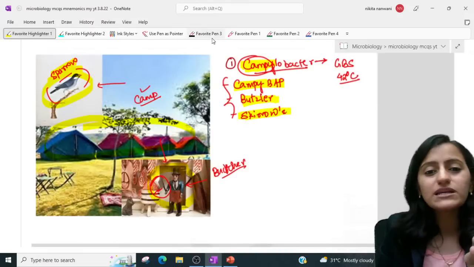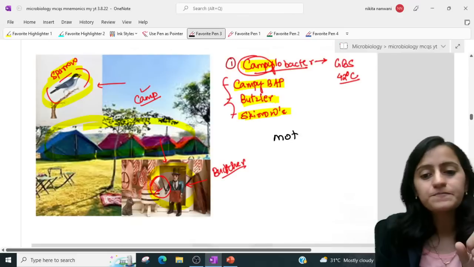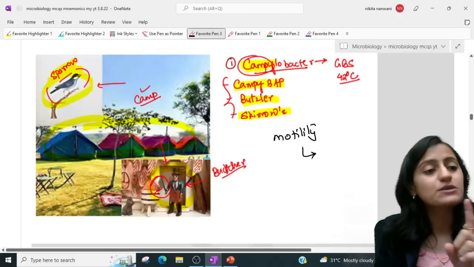What kind of motility do we see with Campylobacter? What kind of motility is seen with Campylobacter?